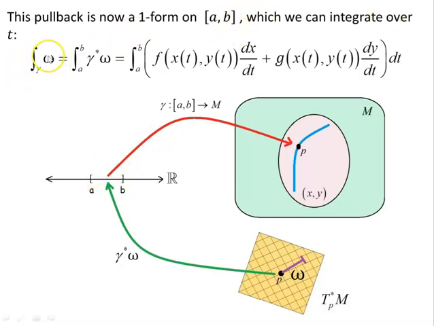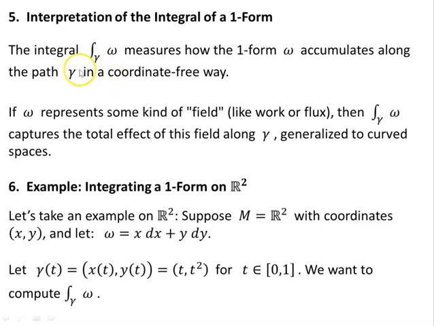So the integral of omega, our differential form, over gamma is equal to the pullback of omega along gamma integrated between A and B. So we're going to pull it back to here and integrate it from A to B. When we do that, that's the integral from A to B of all of this, taking out the common factor of dt. And that is what the integral of omega along gamma is, using the pullback. All right, so the interpretation of the integral of a one form.